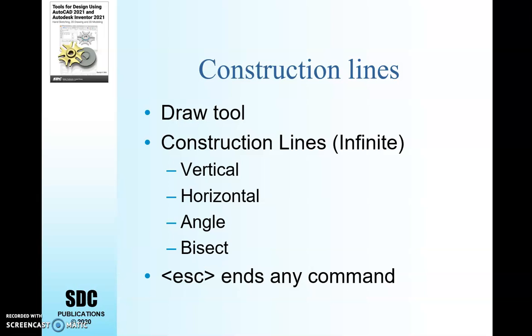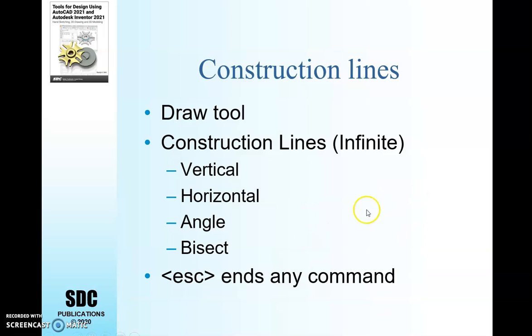The difference between the regular line command and the construction line tool: the regular line command runs between 2 points. The construction line is infinite. So basically you tell it you want it vertical, you want it horizontal, you want it at an angle, or you want it to bisect an angle. And so I'll use that a little bit, those construction lines, as we go on forward.